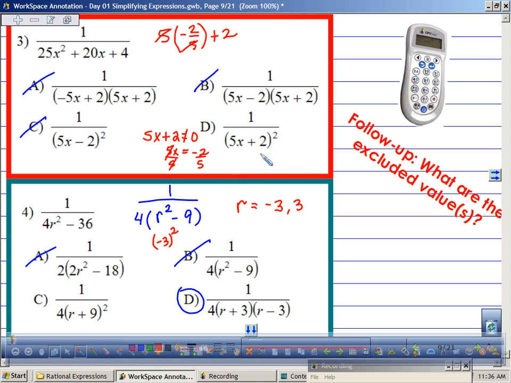Okay? You want to find that? Do it like this. r squared minus 9 cannot be what? 0. When I add 9 to both sides, r squared cannot equal 9. How do I solve for that? Take the square root of both sides. That makes r cannot equal plus or minus 3.